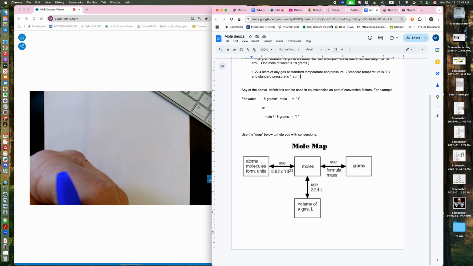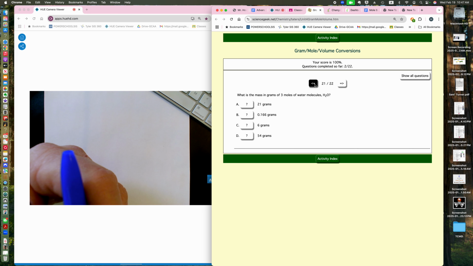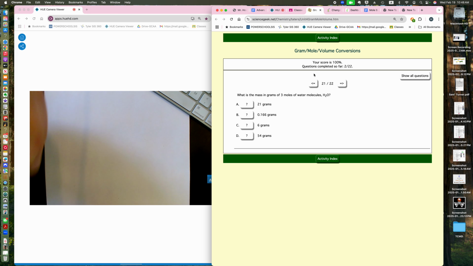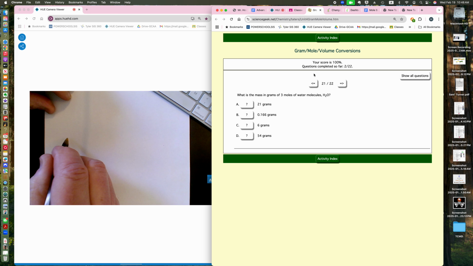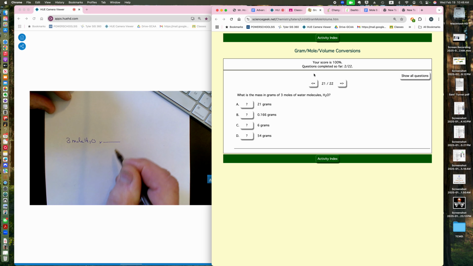So let's just jump right into a couple problems here. We'll just start with this one. How many atoms? No, let's start with an easier one. Take it back. What's the mass in grams of 3 moles of water molecules? So you'd write down, I got a little piece of paper, 3 moles of water. It says water molecules, but it really just means 3 moles of water. And we want to find the mass in grams.